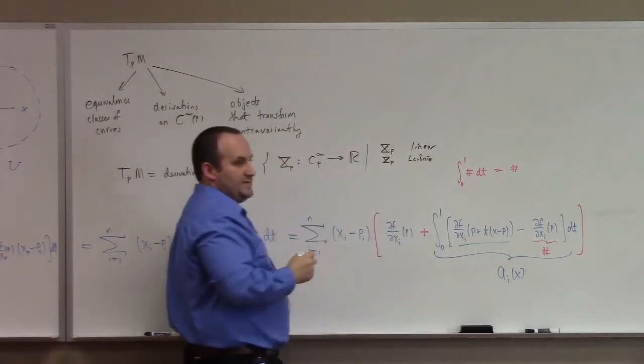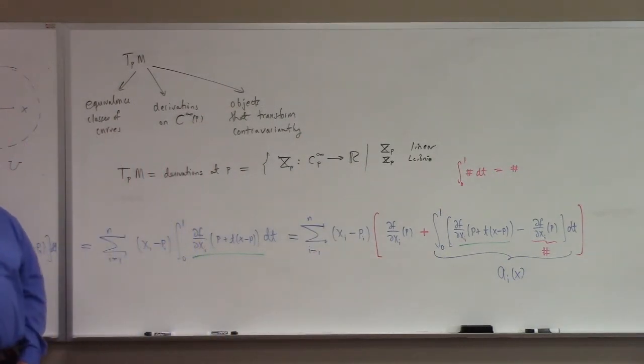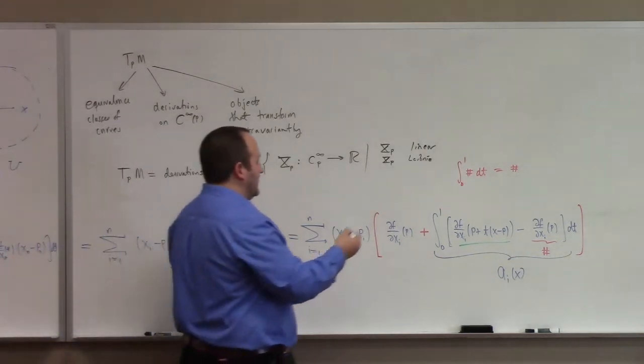I think that's pretty much it. It's linear and it's Leibniz. It obeys the product rule and it's a linear transformation. These two things put together give you that it's a derivation on the set of smooth functions.